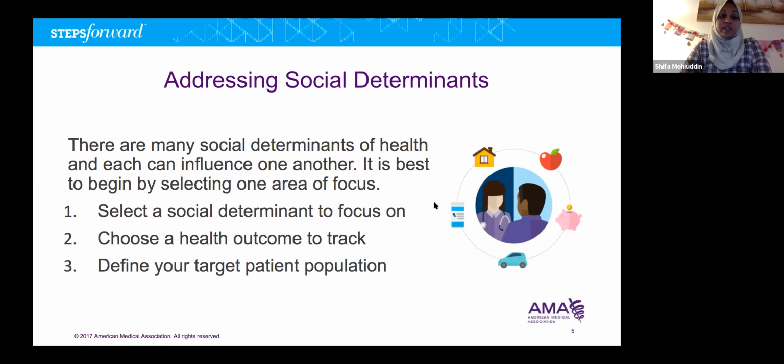So there are many social determinants of health, and each can influence one another. It is best to begin by selecting just one area of focus rather than spreading yourself thin and worrying about the whole overall picture. Also choose a health outcome or track that you're going to target, and then define your target patient population.